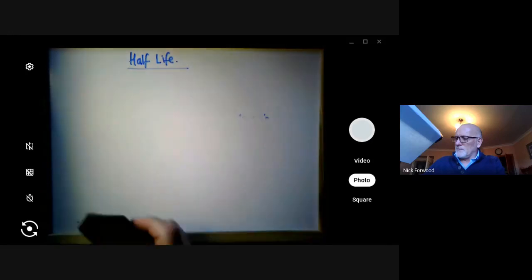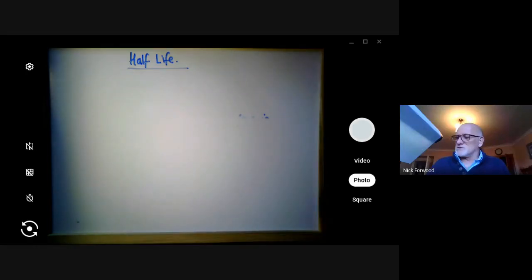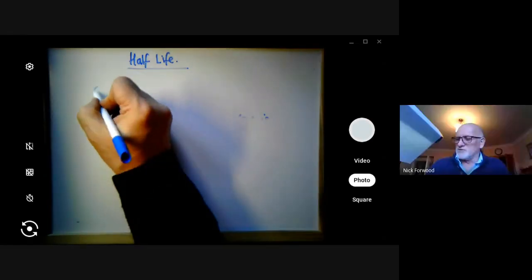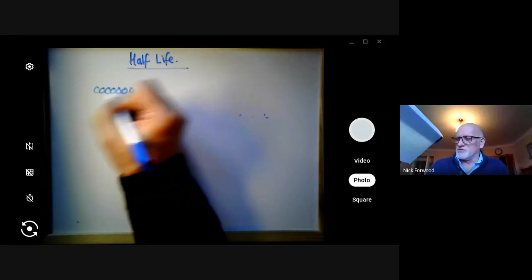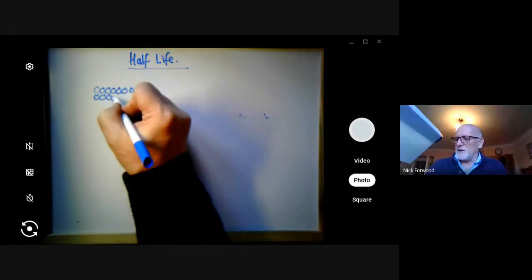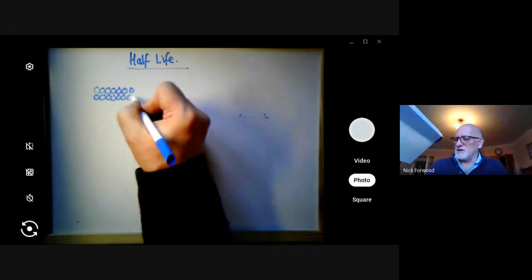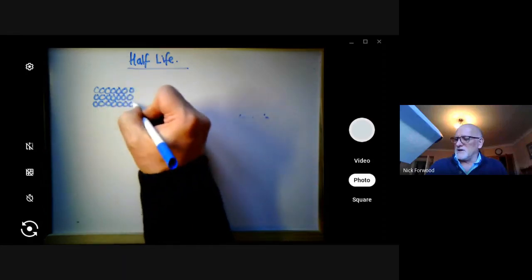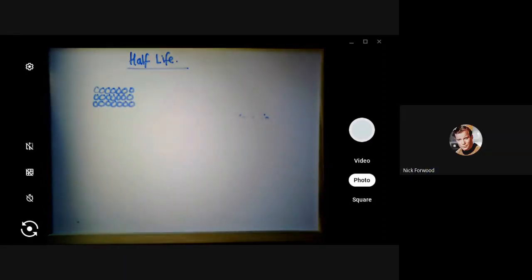So what's called the half-life is the time it takes for half of the nuclei to decay. Say we've got 100, I'm not going to draw 100, but say we've got 100. We can predict with radioactive materials how long it will take for half of them to decay.